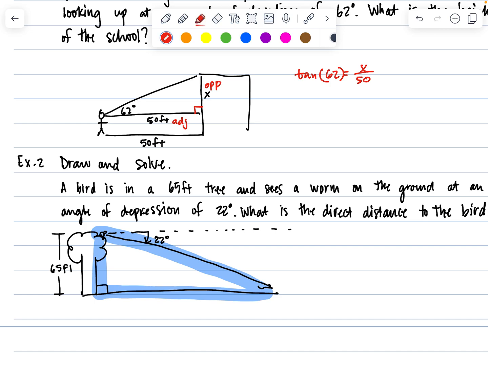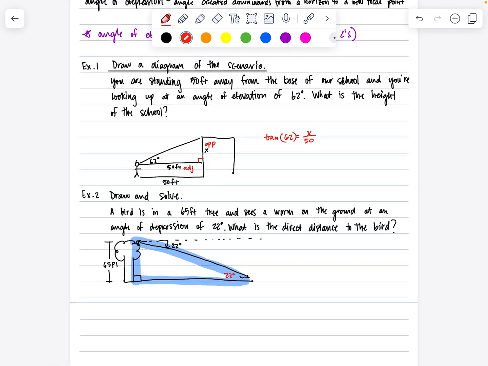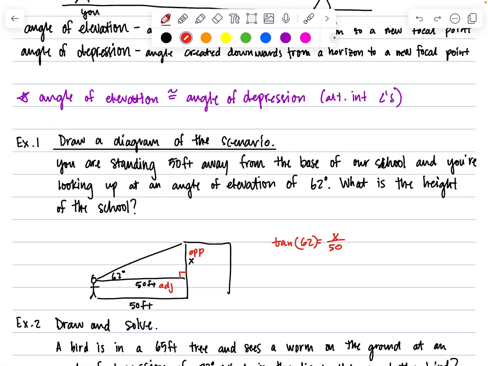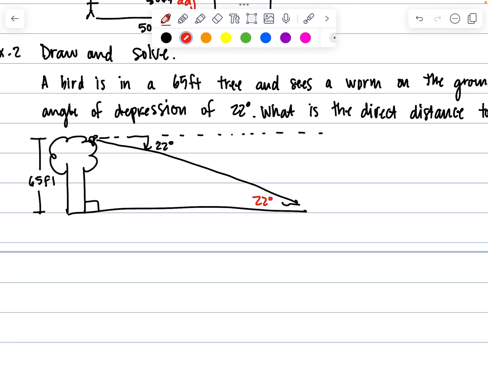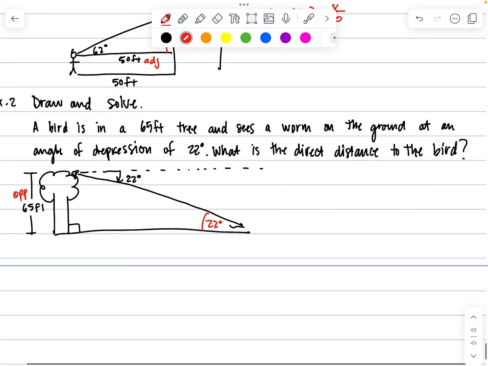We could actually transfer this 22 degrees down to that angle, the angle of elevation. If we consider this as a perspective from the worm, it is looking up at the bird at an angle of elevation. So we could actually say that this is 22 degrees. And if you remember, angle of elevation and angle of depression are congruent. So we can now have this scenario. From this perspective, we have the opposite side, and we are actually looking for the direct distance between the bird and the worm. It should say what is the direct distance from the bird to the worm. So we want to know how far it has to fly to get the worm. So this is the hypotenuse.